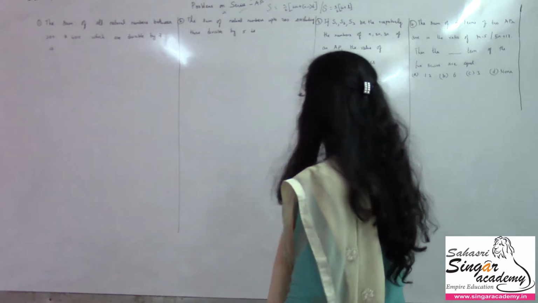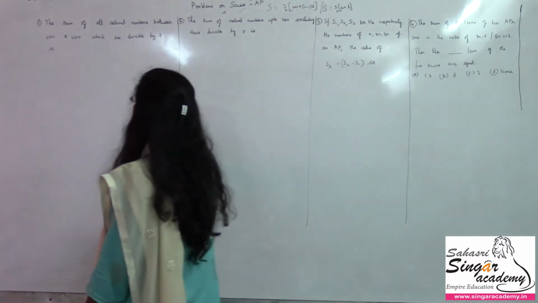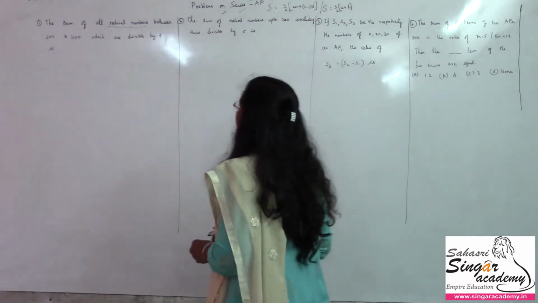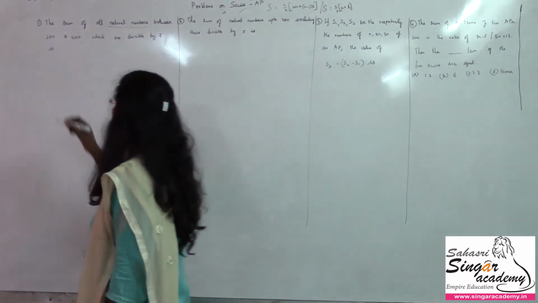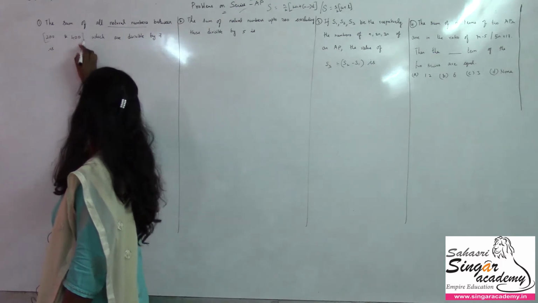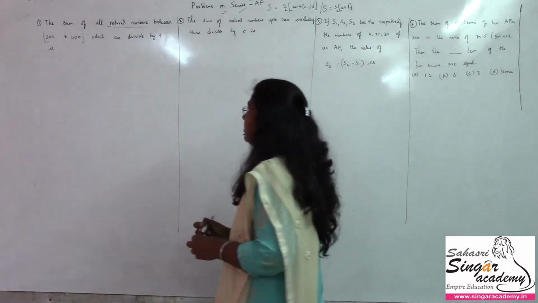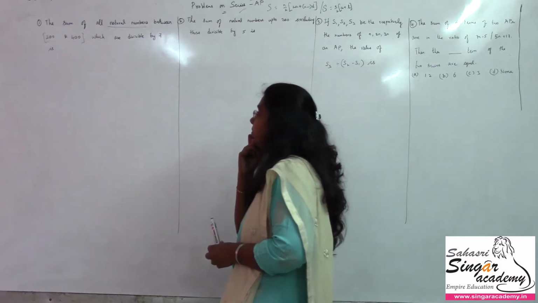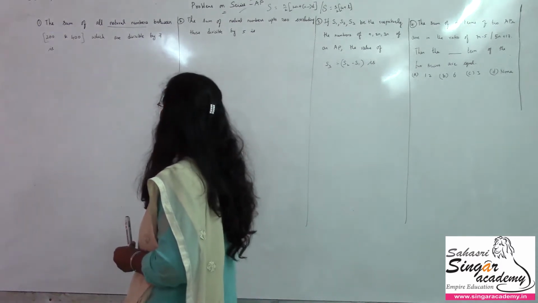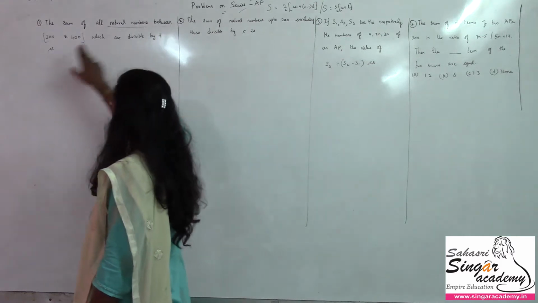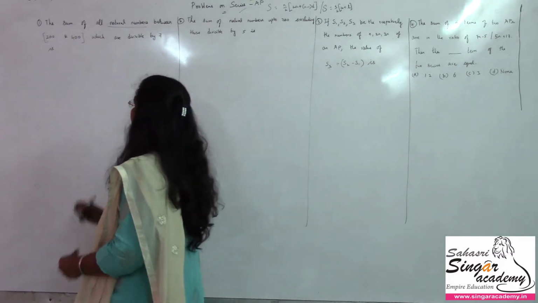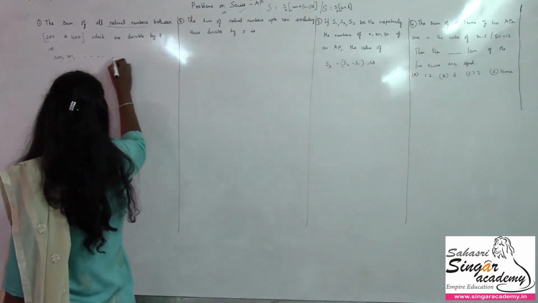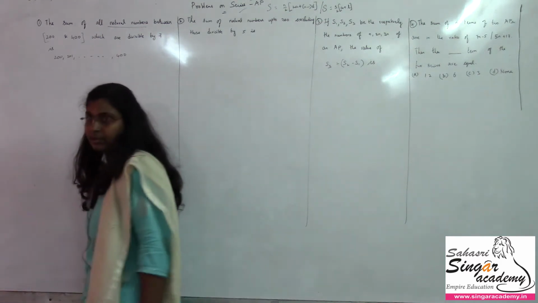Let me go for the 4 problems, and the first one here is: the sum of all natural numbers between 200 and 400 which are divisible by 7, is what? So you have to find the sum of all the numbers lying between 200 and 400. Okay, so lying between 200 and 400, 200, 201, etc. up to 400.